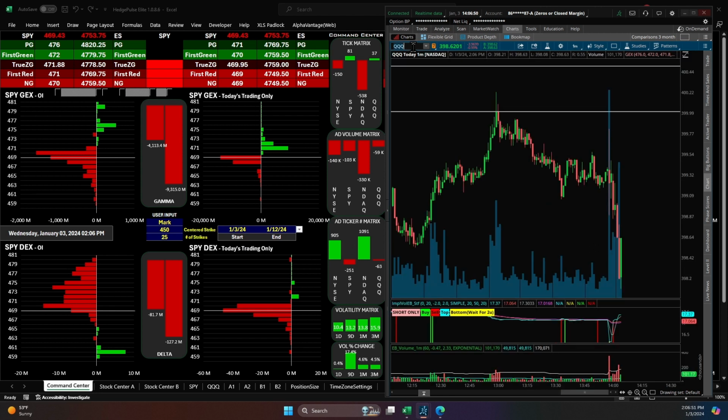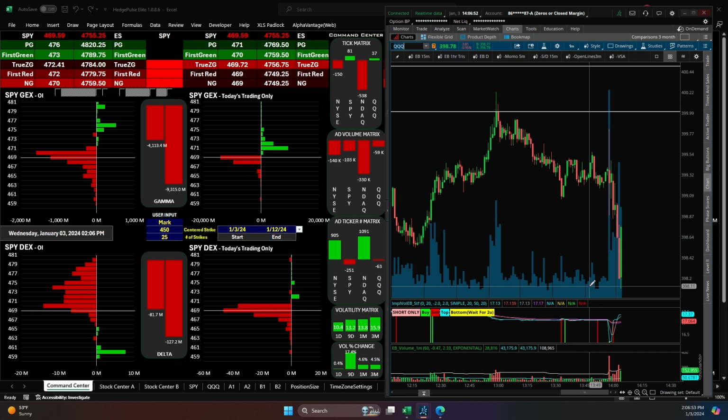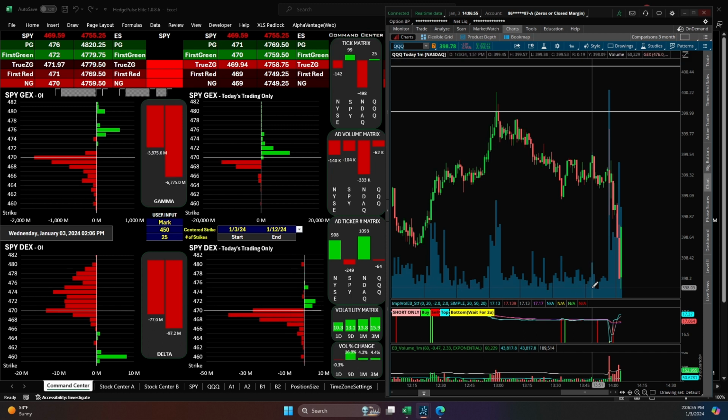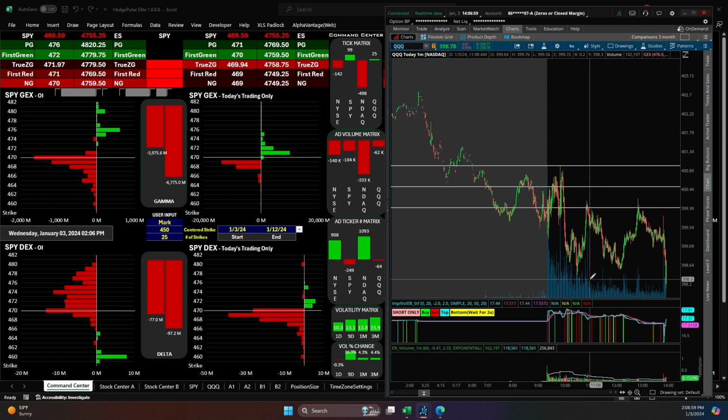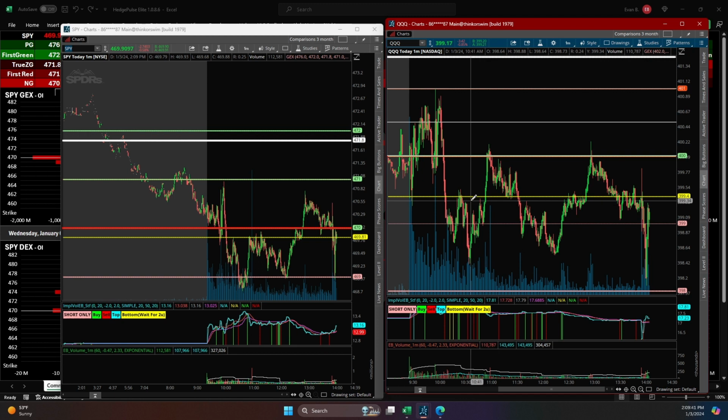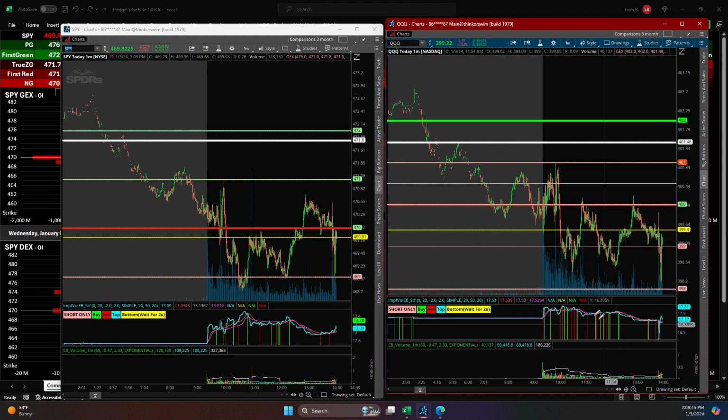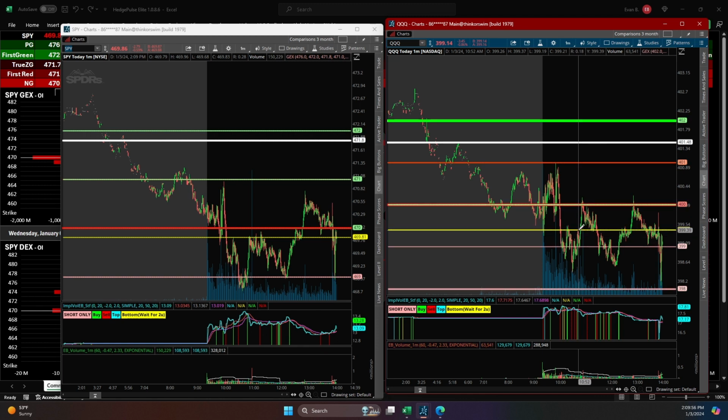to the 398. 398, 09, 08 maybe. Pretty close. Pretty close. So these are the current levels for QQQ today. 399.40. It's 400 levels key.